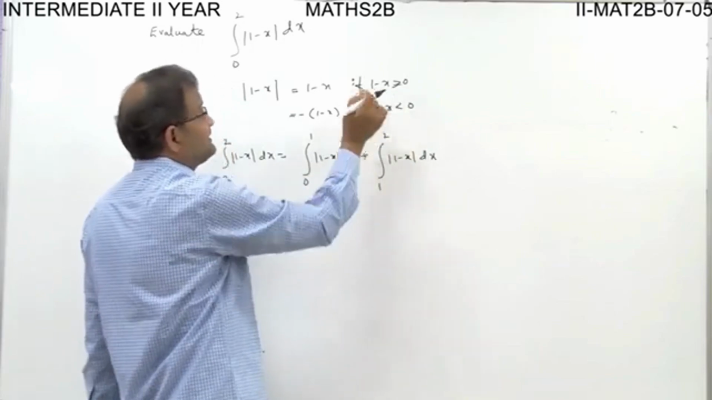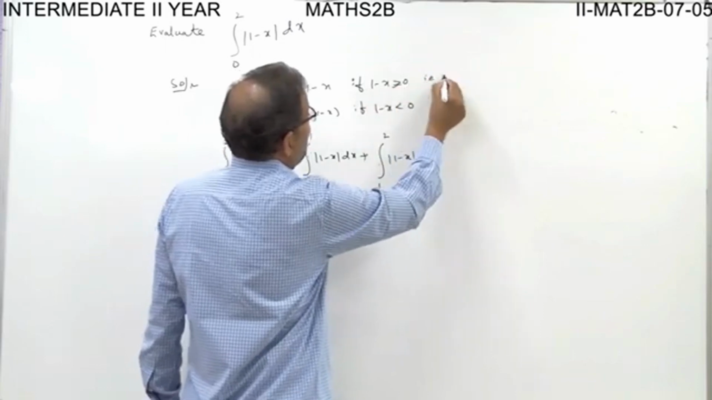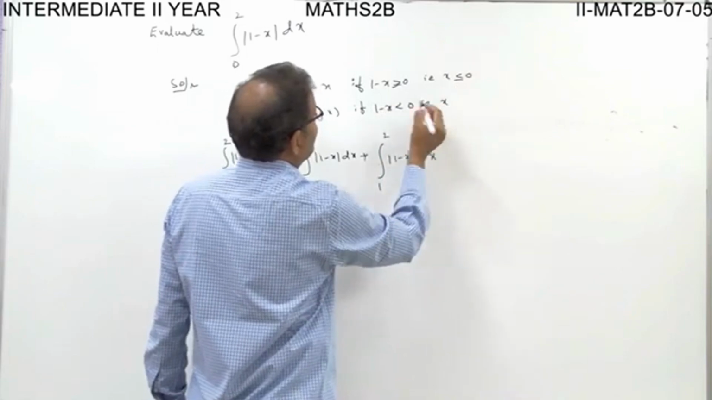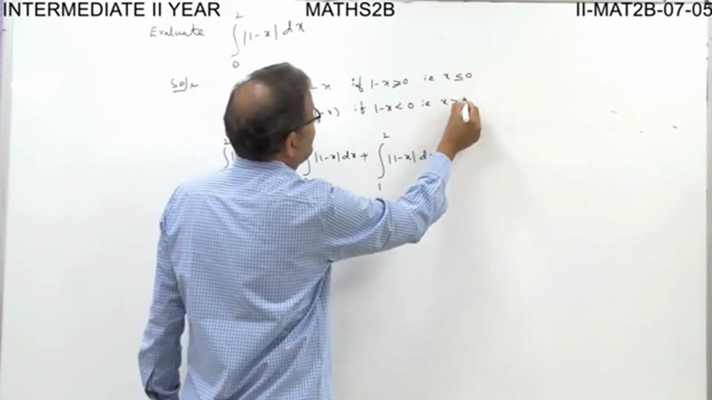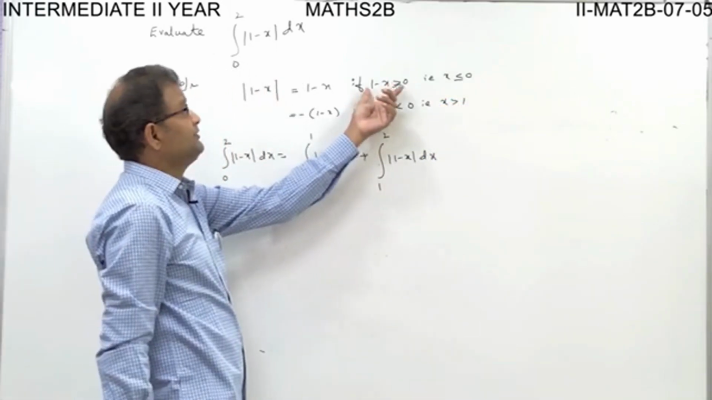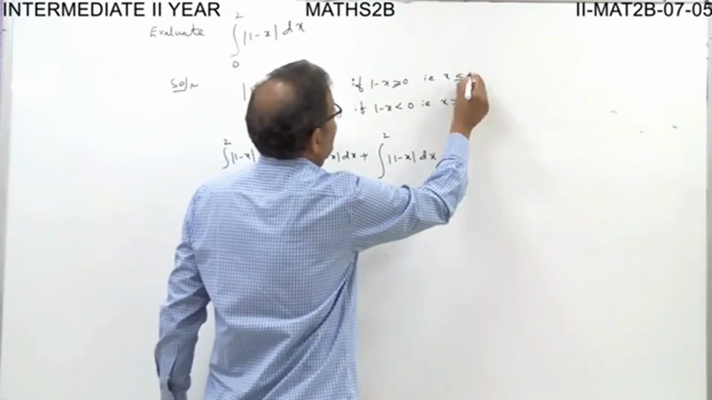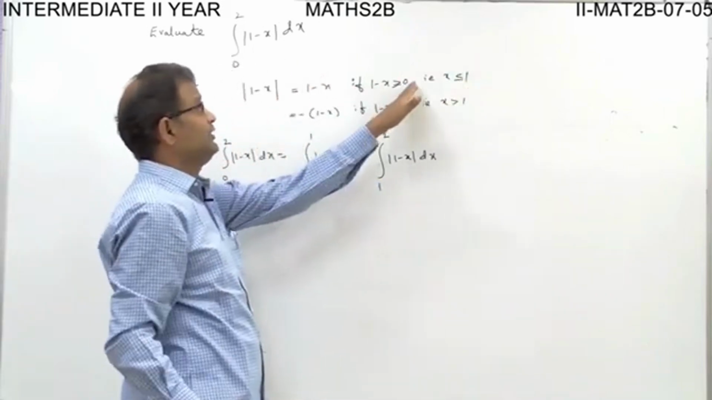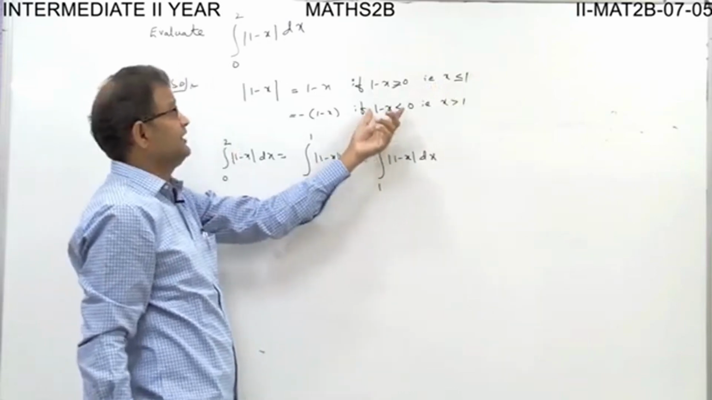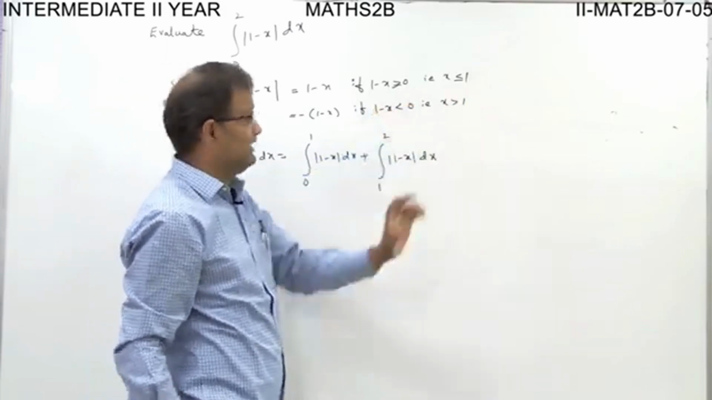Again, 1 minus x greater than or equal to 0, that means 1 greater than or equal to x, x value less than or equal to 1. 1 minus x less than 0, that means 1 less than x, x greater than 1.